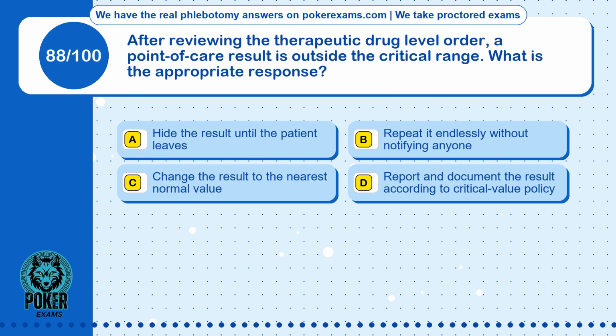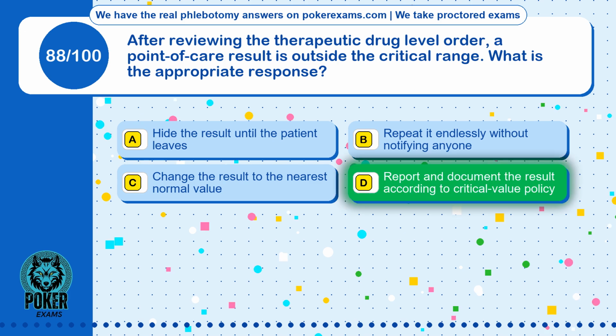Question 88. After reviewing the therapeutic drug level order, a point-of-care result is outside the critical range. What is the appropriate response? Option A. Hide the result until the patient leaves. Option B. Repeat it endlessly without notifying anyone. Option C. Change the result to the nearest normal value. Option D. Report and document the result according to critical value policy.